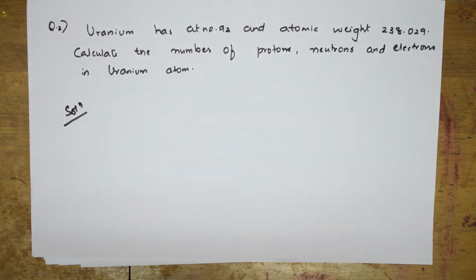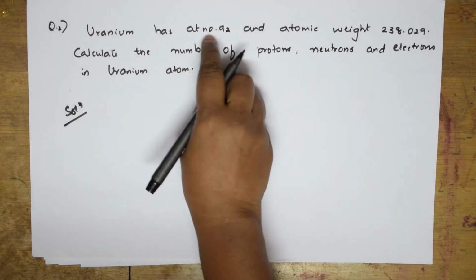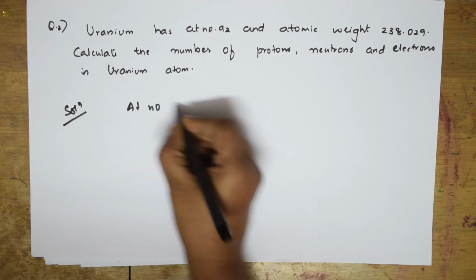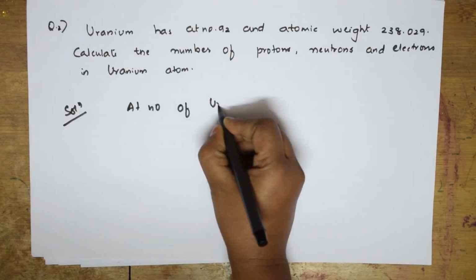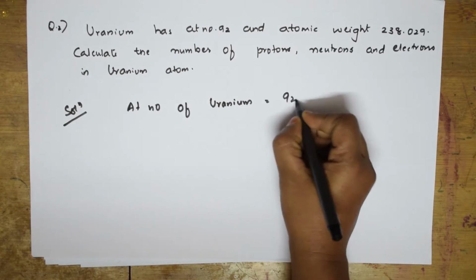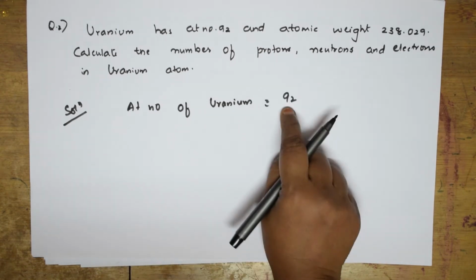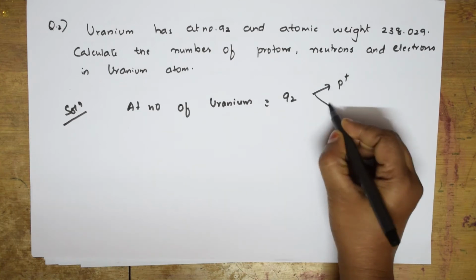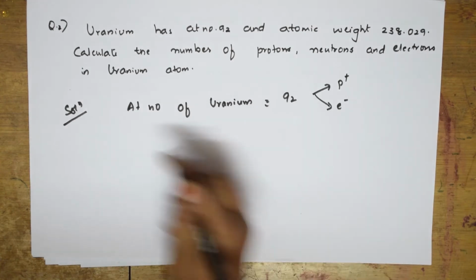So how do we do this? Basically, first of all, let us write atomic number, because you should always copy the information which is given to you. So let us write atomic number of uranium. How much is atomic number? Atomic number is nothing but 92. Right. So what did we say in the earlier thing? Atomic number is equal to number of protons or number of electrons. This indicates number of protons and this indicates number of electrons, isn't it? So write down.